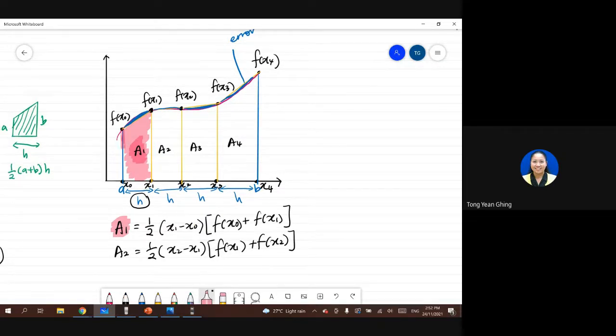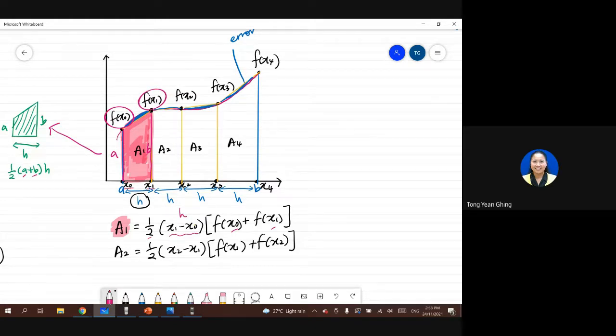If you look back at this one, compare with this one. This is a and this is b, so a is f(x0) and b is f(x1). So a plus b, and then half times the width, this is h. h is x1 minus x0.